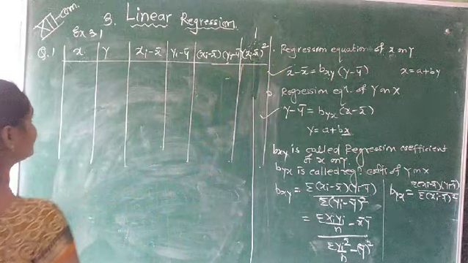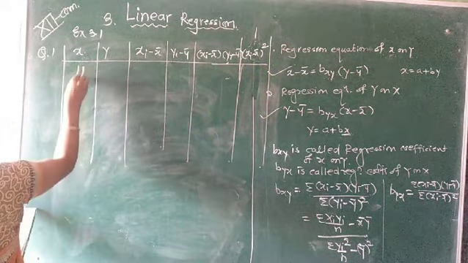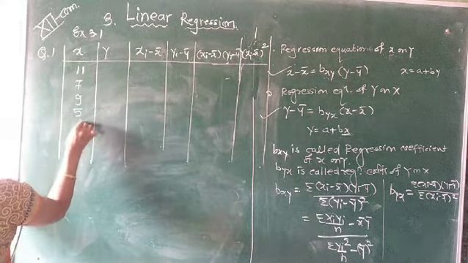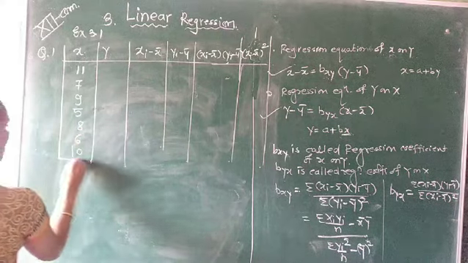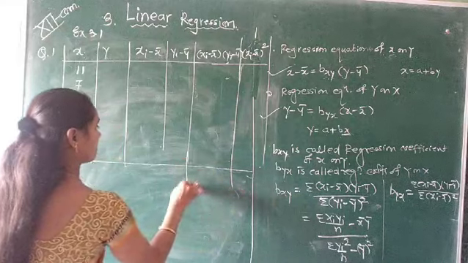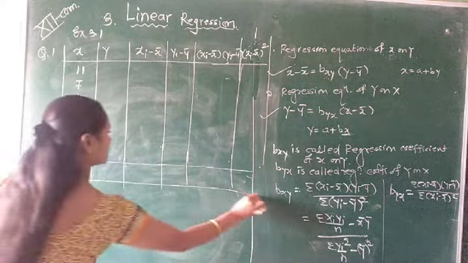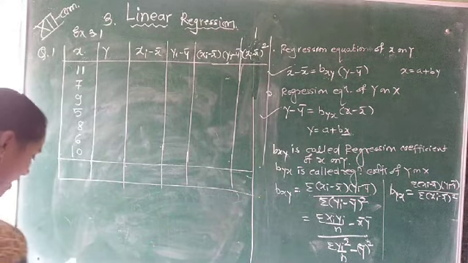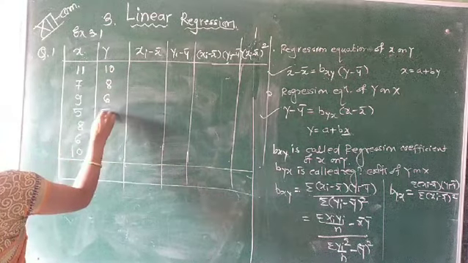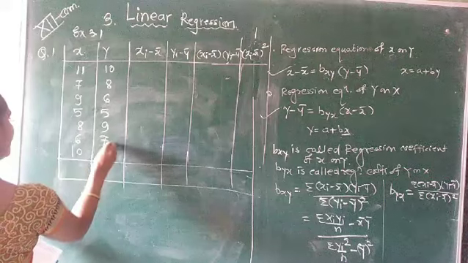Write the values. First, x values: 11, 7, 9, 5, 8, 6, 10. Next, y values: 10, 8, 6, 5, 9, 7, 11.